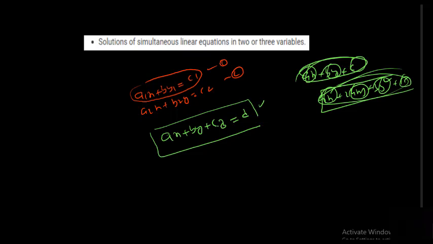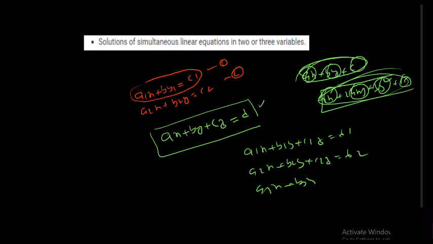ax plus by plus cz plus d represents a plane in 3D space. Now, for example, a1x plus b1y plus c1z equal to d1, and a2x plus b2y plus c2z equal to d2, and a3x plus b3y plus c3z equal to d3. I can call these three linear equations in three variables x, y, z. Here d1, d2, d3 are also present, no? So that's why I can say that these three are a system of non-homogeneous linear equations.